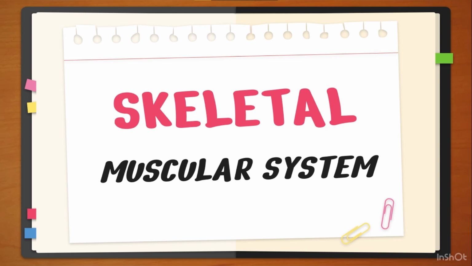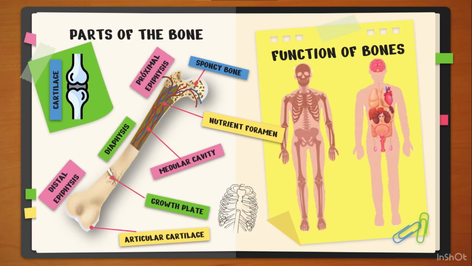Skeletal muscle systems. The functions of the bones are to support the body, protect the internal organs, store calcium, and provide structure and form to the body. The bone structure is proximal epiphysis, distal epiphysis, diaphysis, articular cartilage, medullary cavity, nutrient foramen, and spongy bone, just like it is shown on the image.